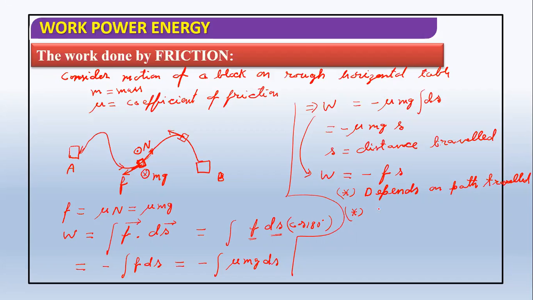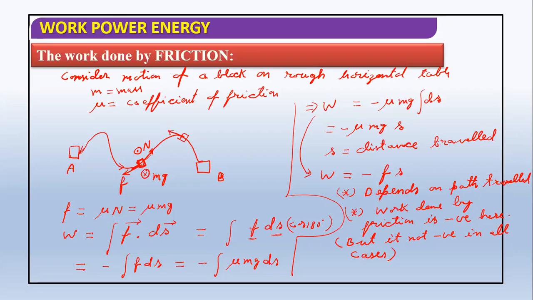So I'm writing it: work done by friction is negative here, but it is not negative in all cases. Okay, we will see in what cases it is positive or zero, but it is not negative in all cases.